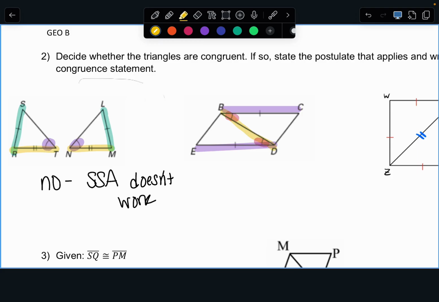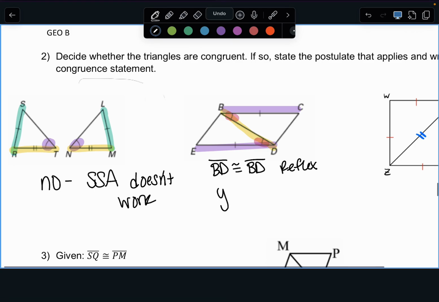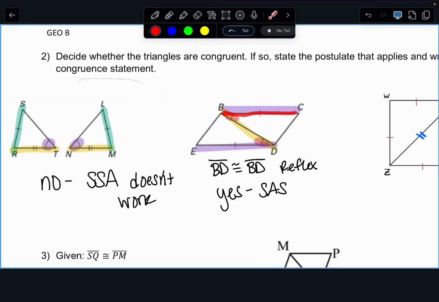You would need BD again. Is BD congruent to BD? Yes. So here, we would use the reflexive property, BD congruent to BD, by the reflexive property. I'm outlining a proof here. We're not going to write a full one, but that's the idea. And then we would say, yes, the triangles are congruent by side, angle, side. Again, you jump from side to angle to side.